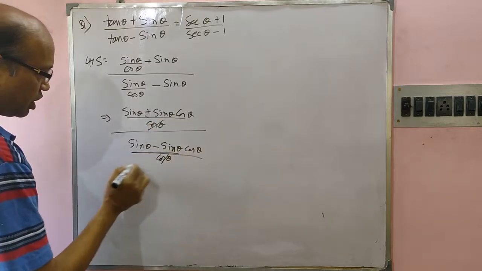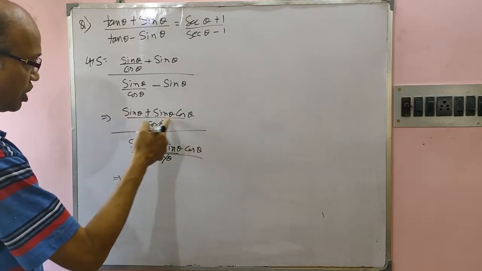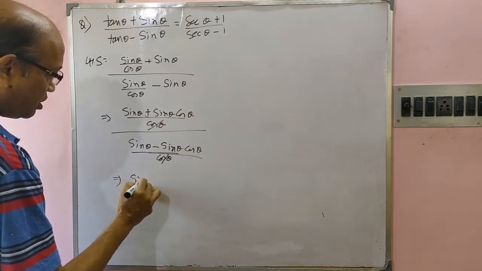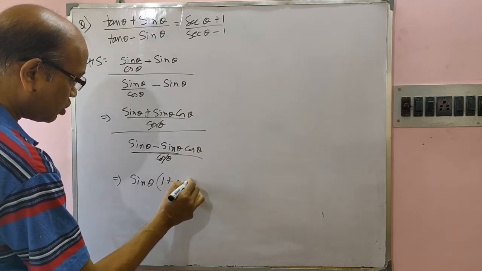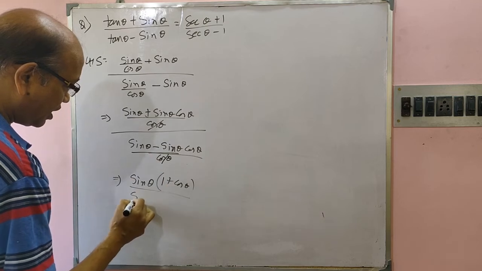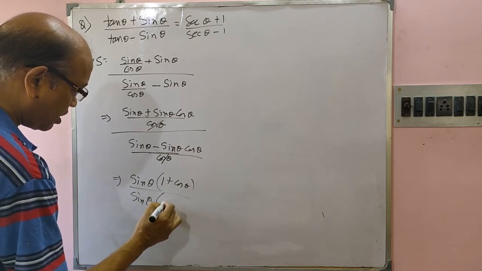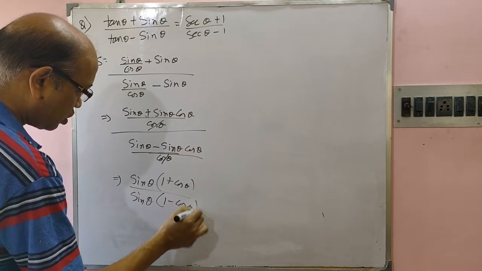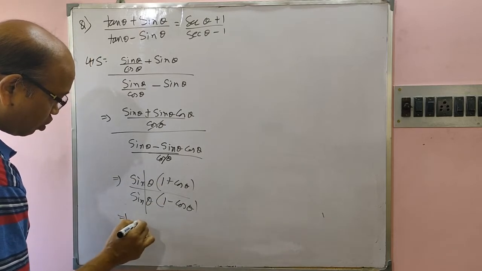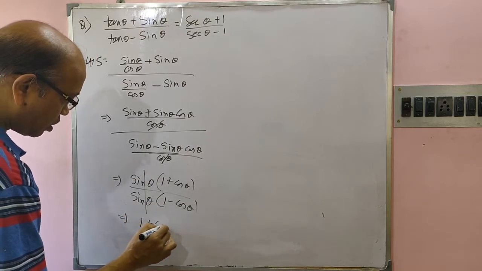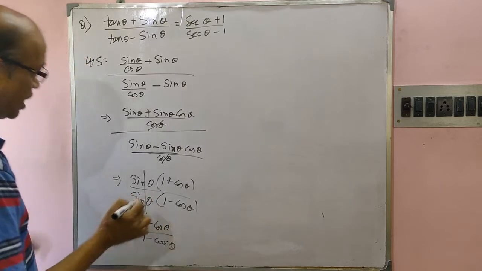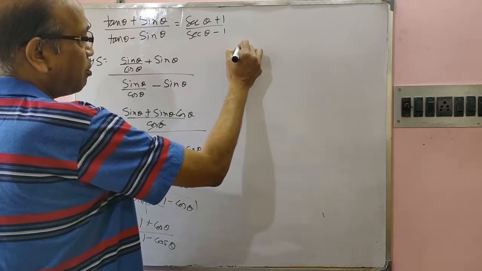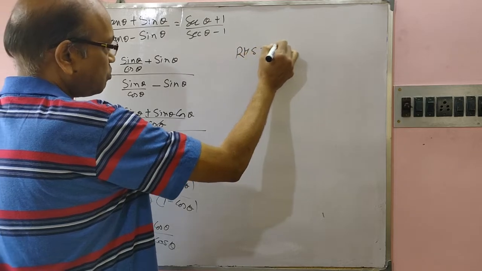This cos theta, this cos theta gets cancelled out. From here I take sine theta as common. I get 1 plus cos theta. Again from here I take sine theta as common. I get 1 minus cos theta. This gets cancelled out. So I get (1 plus cos theta) by (1 minus cos theta). The LHS. Now what about RHS?